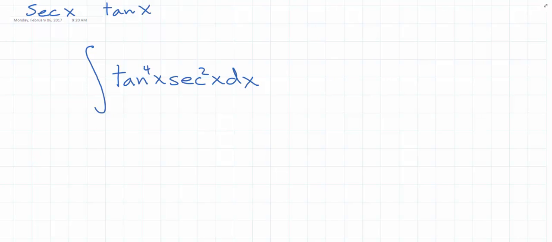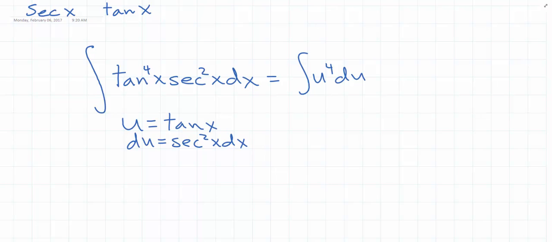Now, already you can do this, right? You know how to solve this because you have a tangent and a secant in here, and one of the things that should jump out at you is secant squared. Hey, that's the derivative of tangent. So right away, you can let u be tangent, then du is secant squared x dx. Look at that. u to the fourth du. And let me go ahead and finish that one off. That one's easy. Okay. So no problem.